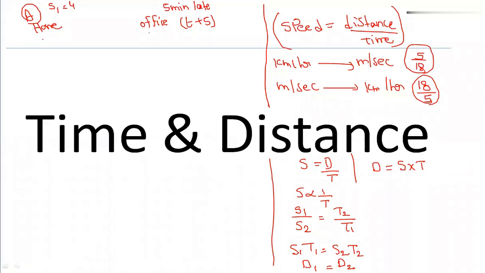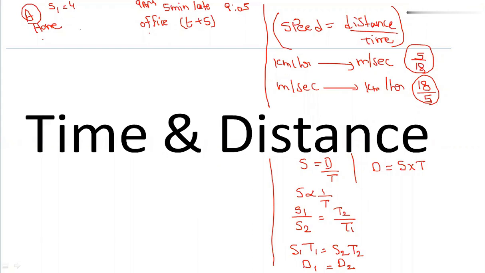So if he has to reach the office by 9 a.m. in the morning, and he was late by 5 minutes, it means he will be reaching the office by 9:05. They'll give the storyline like this: Person A is going from his home to office with a speed of 4 kilometers per hour, and he was late to the office by 5 minutes. Whenever they say late, it's more than the actual time, so you have to add those minutes to the actual time.